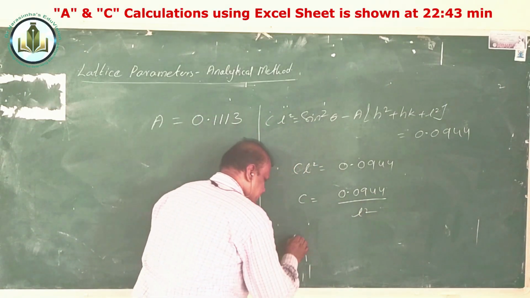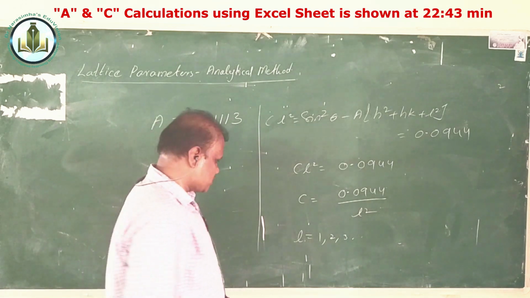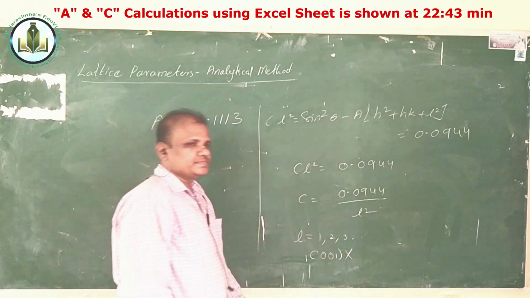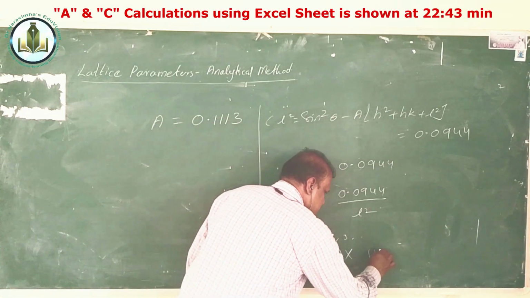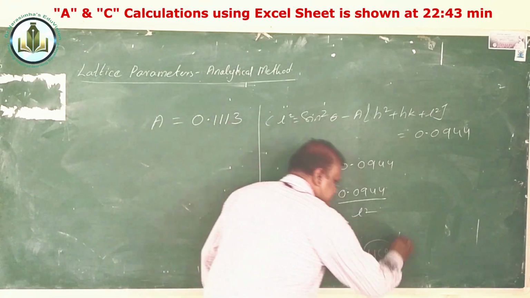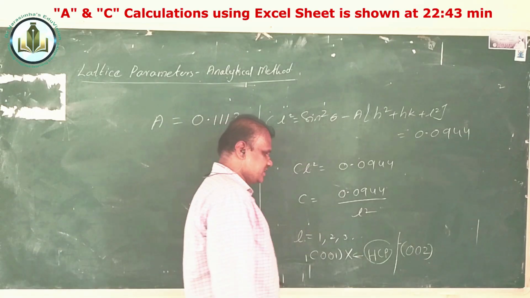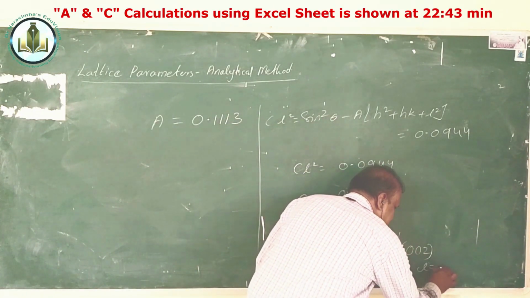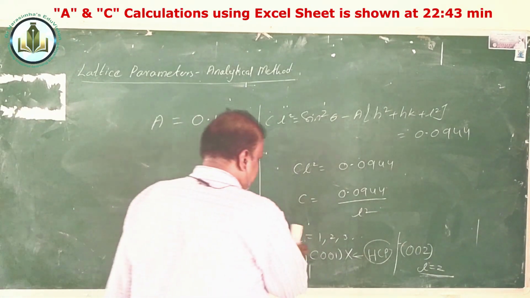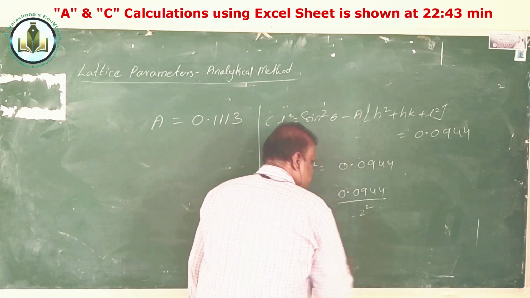I already told you the L values here: 1, 2, 3 and so on. But in case of hexagonal crystal structure, the reflection 001 is not allowed. In case of hexagonal structure HCP, this reflection is not allowed. Therefore I am going to take 002, the values corresponding to this one. So here I am going to take L equal to 2, which is nothing but 2 square.